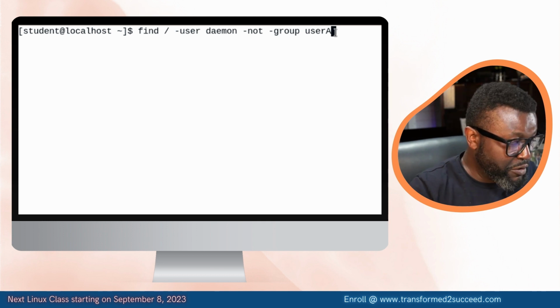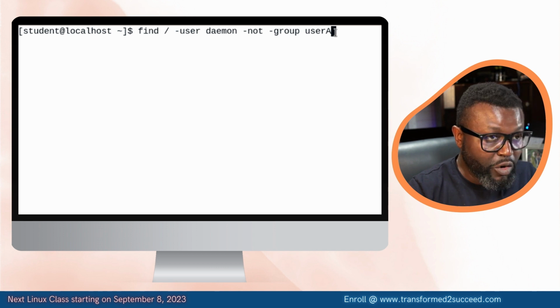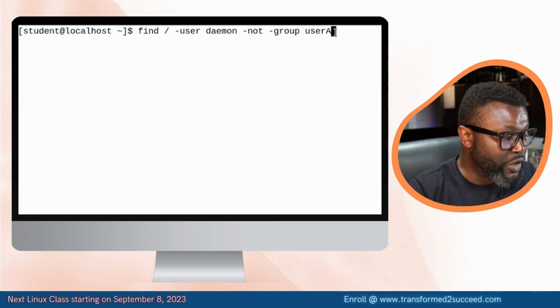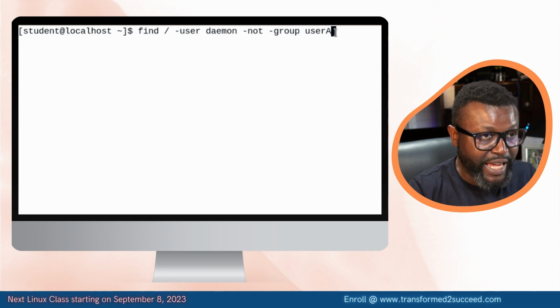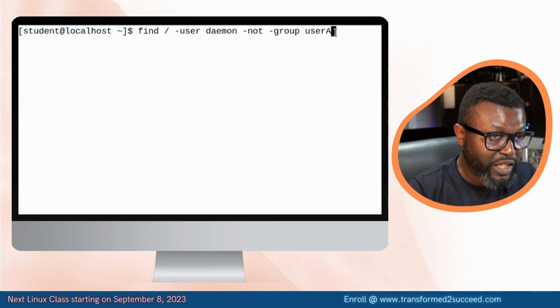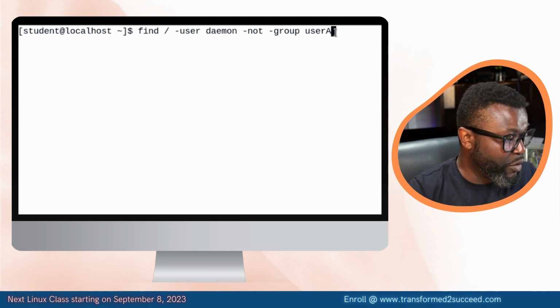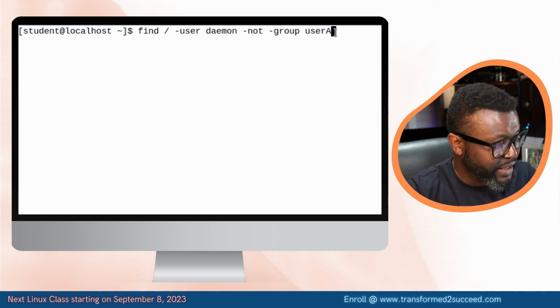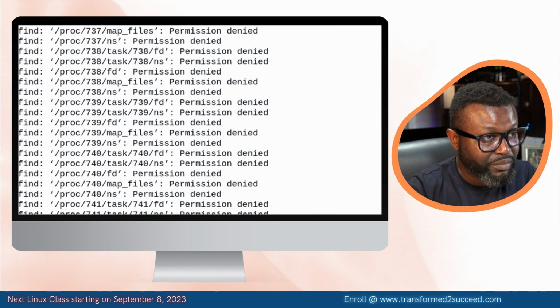So we're searching for files in the entire root file system with ownership user set to user daemon, and owning group set to any group other than. That's why we have the not, and sometimes you can use the exclamation mark for negation. So anything other than user A. That's what we're doing here.